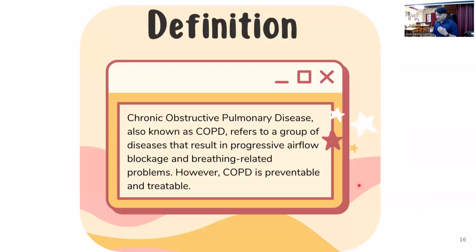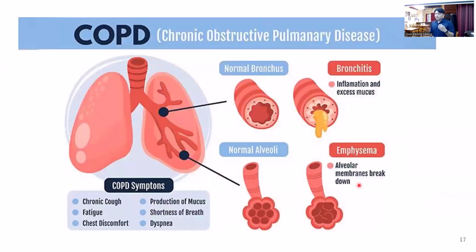The most common obstructive lung disease is COPD, which you have seen in the earlier slide. It refers to a group of diseases resulting in airflow blockage and breathing related problems. However, COPD is preventable and treatable. There are two diseases under COPD: chronic bronchitis and emphysema.